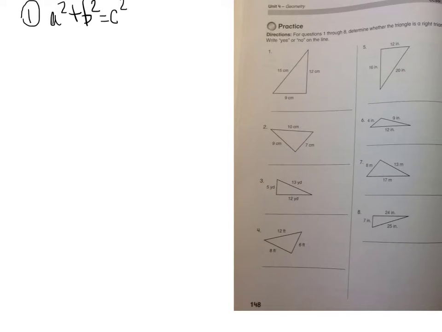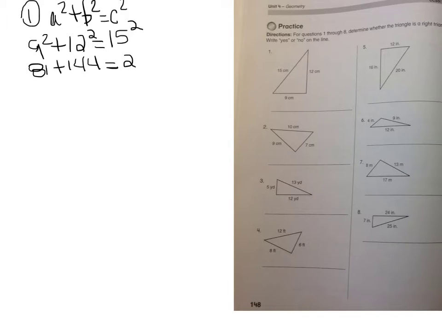All right, so my first one's going to be 9 squared. You need to be writing down everything that I'm writing down. Plus 12 squared equals 15 squared. 81 plus 144 should equal 225. 225 does equal 225, so my answer is yes. Okay, what I'm going to do now is walk you through numbers 2 and 3, and then I'm going to let you do 4 through 8 by yourself, and then I'm going to allow you to check your work.